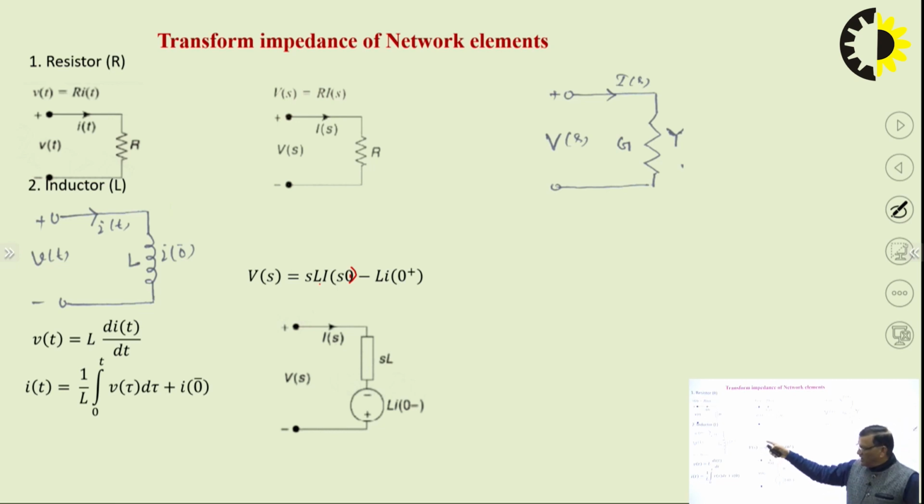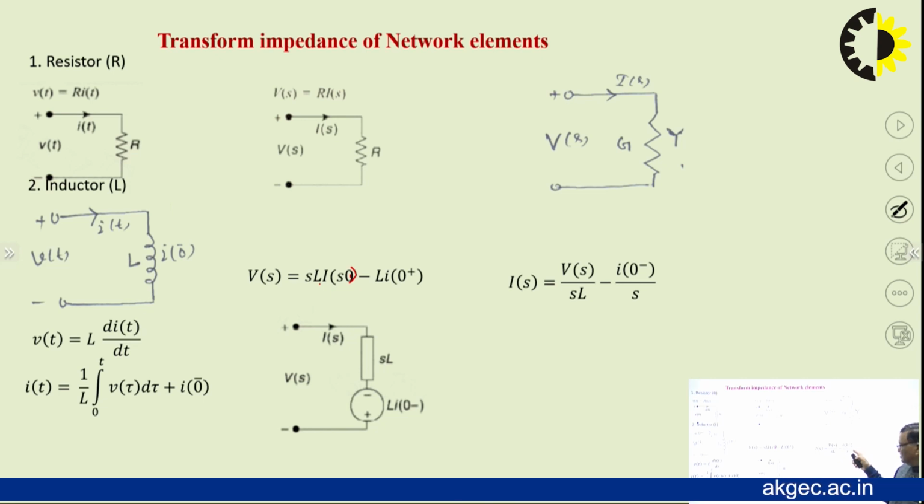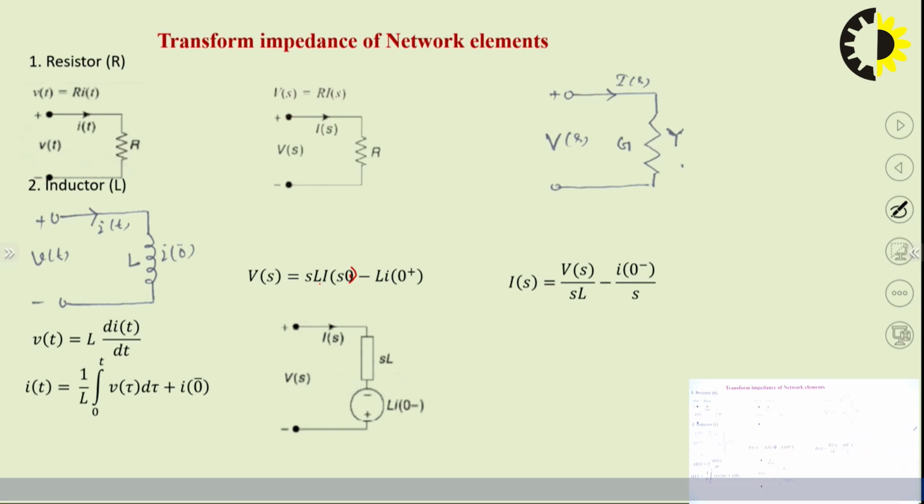So, if the element is given, we have written the equation. Now, the equation is given, you are required to draw the circuit. We can draw the circuit in this fashion, with simple KVL. We apply the KVL here, and we can get these equations. Now the current variable is I(s) equal to V(s) upon sL plus I0 minus upon s. So this is the current equation, and this is the voltage equation.